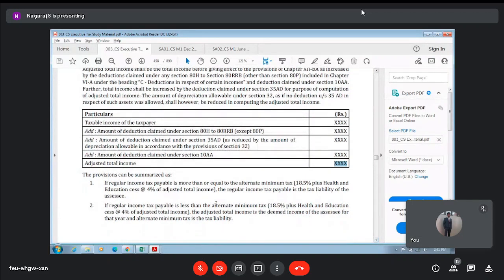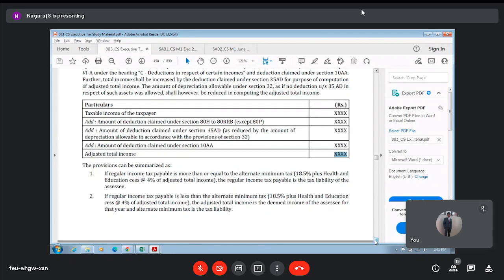If the regular tax payable is more than or equal to alternate minimum tax, the regular income tax payable is the tax liability. If the regular income tax is less than the alternate minimum tax, the alternate minimum tax is the tax liability.